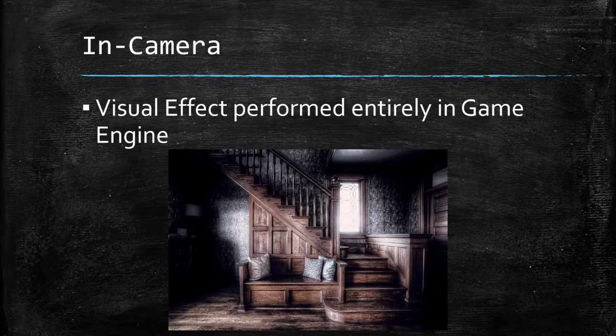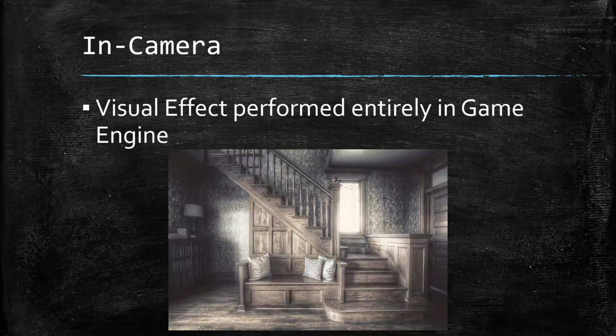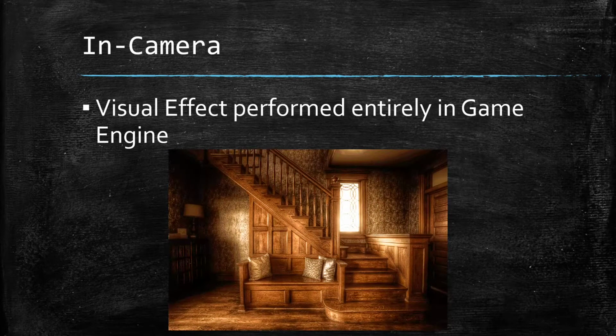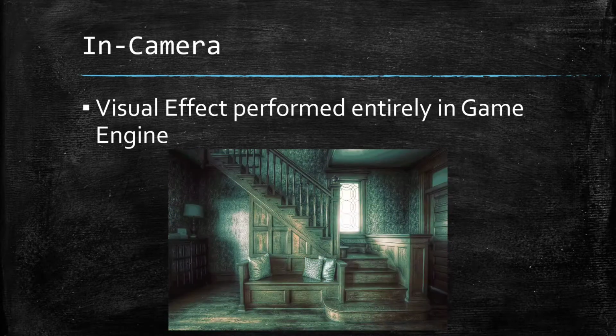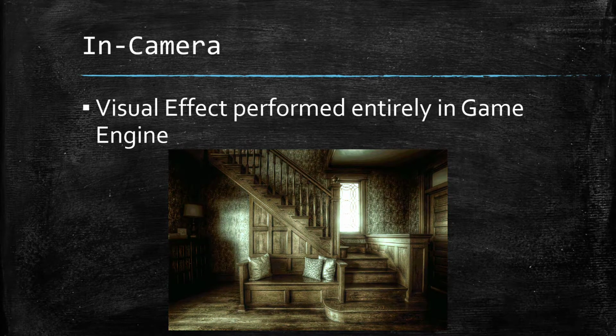Now, in-camera visual effects are performed entirely inside of the game engine. And that means that the visual effects artist didn't need to create any kind of additional geometry. They just needed to know how to manipulate the post-process manipulators. Now, post-processes are one type of in-camera visual effect, but they are not the only one.